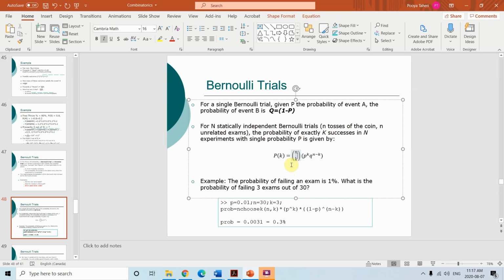And for each of these events, we want event A to happen k times and event B to happen n minus k times. What is the probability of event A happening? It's P. What is the probability of event B happening? It's 1 minus P, or let's say Q. So event A happening k times is going to be P raised to power k. Event B happens with probability Q, n minus k times, so it's going to be Q raised to power n minus k, where Q is 1 minus P.